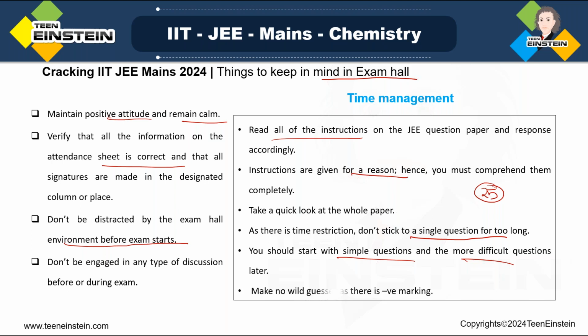I will show you how it looks in the next slide. And obviously, don't make any wild guess, because you have seen there is a negative marking of -1. So you have to be very cautious. Attend first only those questions with which you are confident. Once you have finished some questions, it will give you some confidence, right? And the difficult ones you can face later.